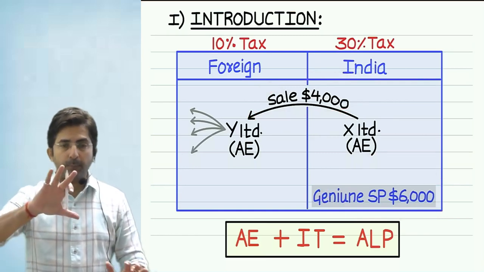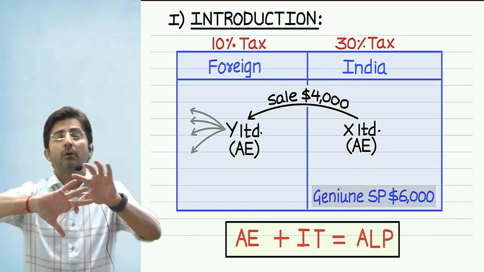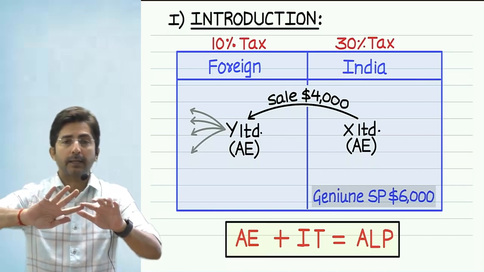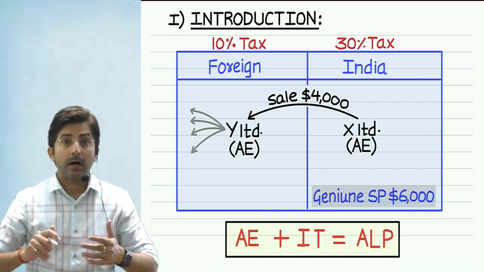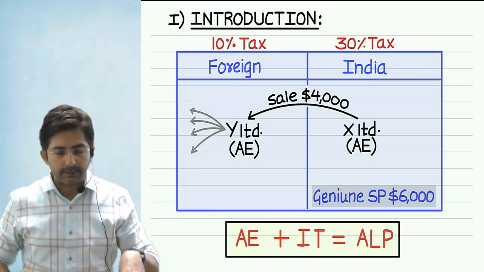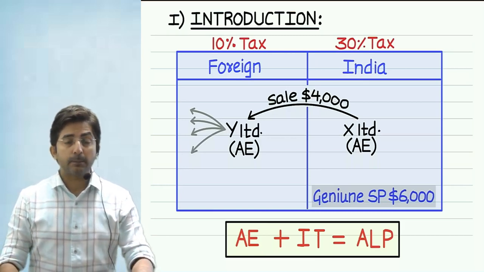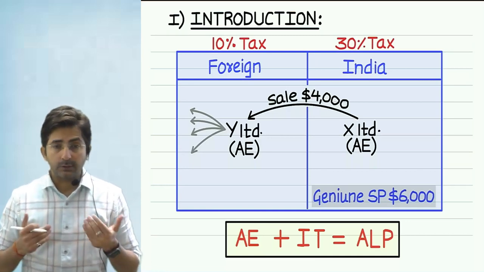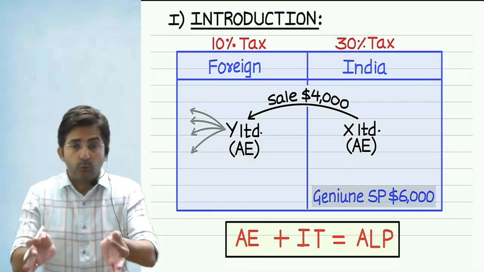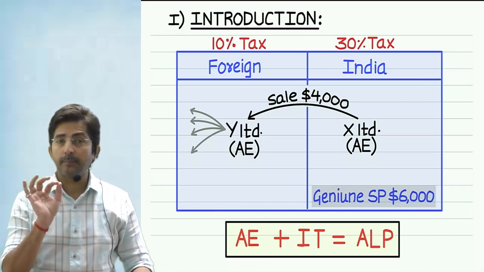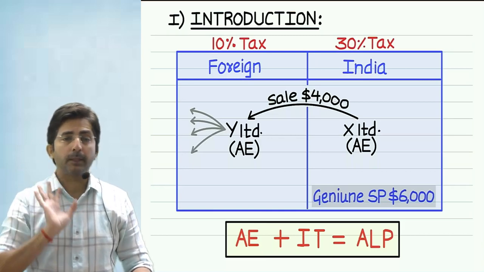And then the fifth part, there are 5 things: why to compute ALP, when to compute, who will compute, at what time. Now the last point is how to compute ALP. So for how to compute ALP, what did I say in the last lecture? Law has made a total of 5 methods of computing ALP. And what does law say? That it is the assessee who has to select the, what was the term? Most appropriate method.